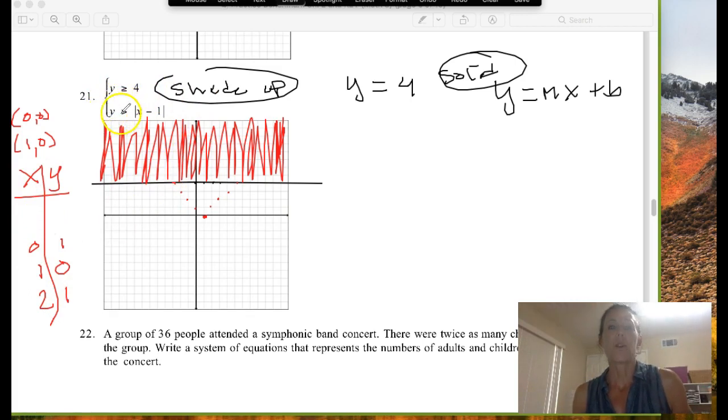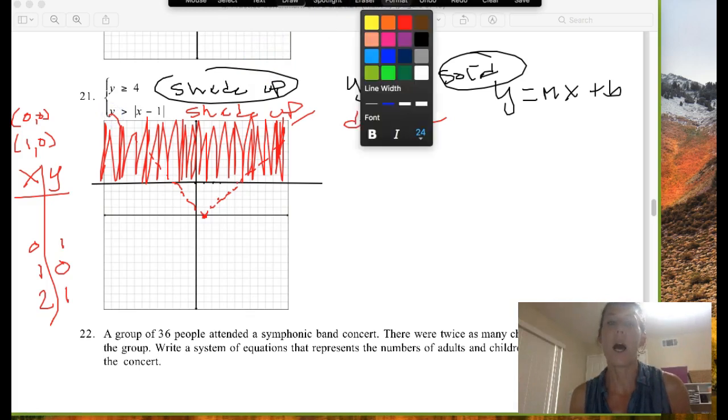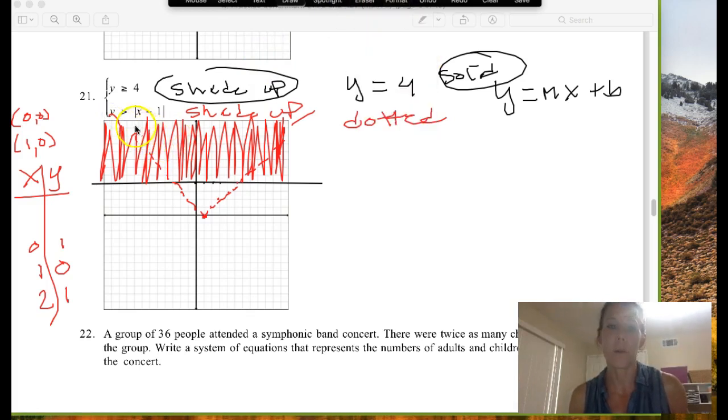Now, y is greater than, so I shade up. Y is greater than, it's not greater than or equal to. So it does not include this absolute value line, so it will be dotted. It's not equal to. So I'm going to have a dotted graph here, dotted all the way up. Now I'm shading up, so I'm going to do it in blue, and it is dotted. It doesn't include the line.